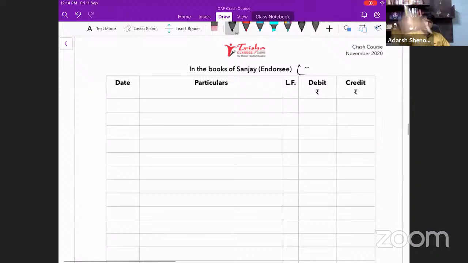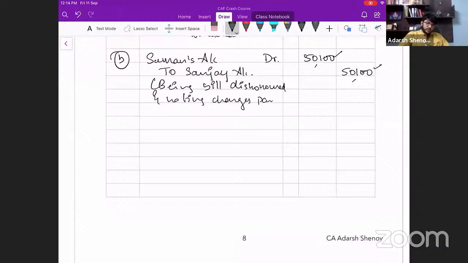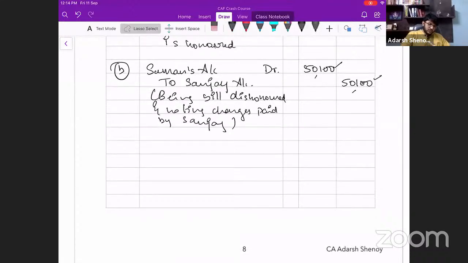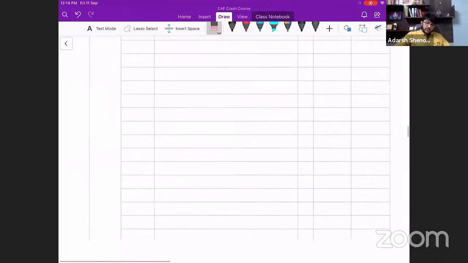You can pass it later. Leave 5 pages and write, being bill dishonored, and noting charges paid by Sanjay, as the narration for that point. This was in Suman's books. Oh, I wrote it over here, sorry. We did not do Suman's books, right?